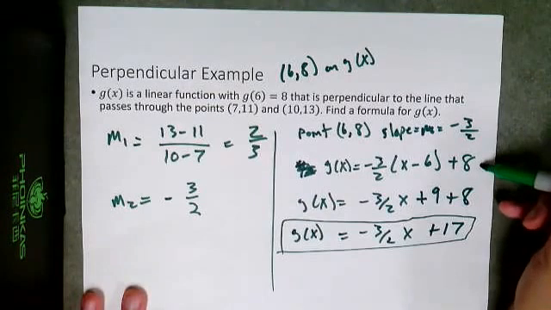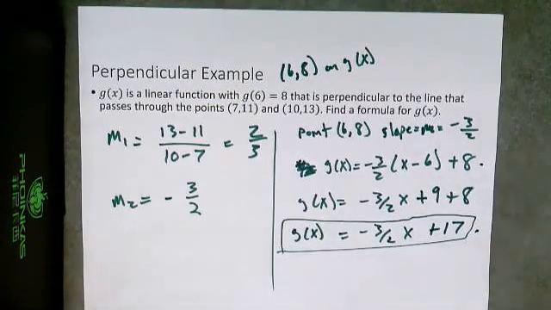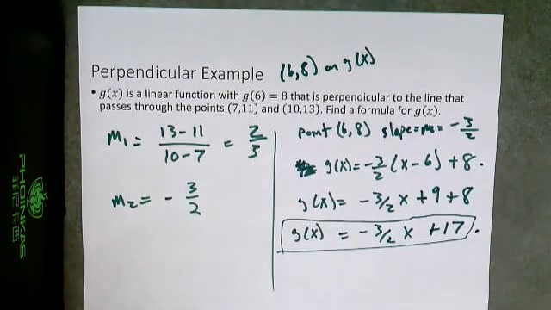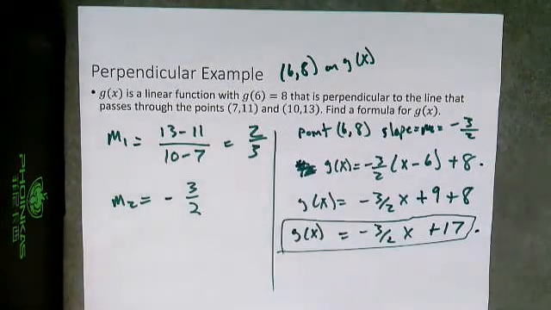So this was our point-slope form. This is our slope-intercept form. Either way, we find a formula for g of x that satisfies all these conditions. Okay.